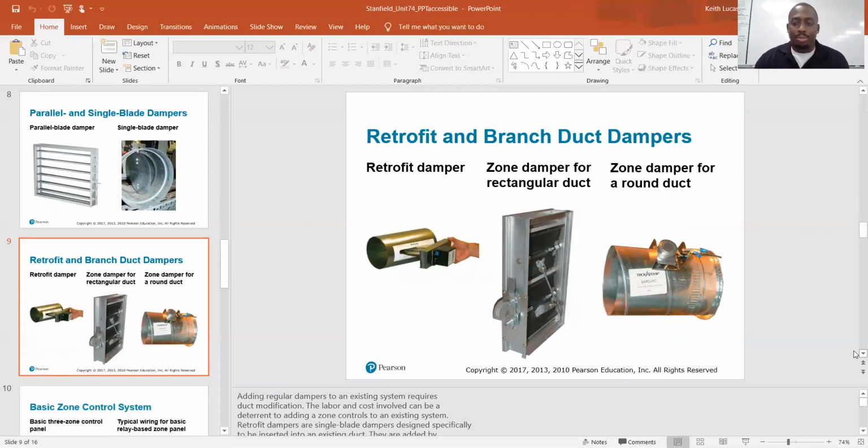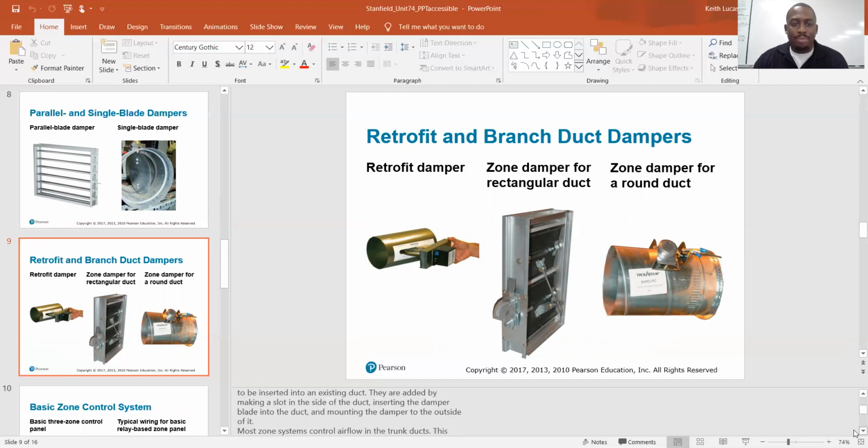Retrofit and branch duct dampers. Adding rectangular dampers to an existing system requires duct modification. The labor and cost involved can be a deterrent to adding zone controls to an existing system. Retrofit dampers are single blade dampers designed specifically to be inserted into the existing duct. They are added by making a slot in the side of the duct, inserting the damper blade into the duct, and then mounting the damper to the outside of it.